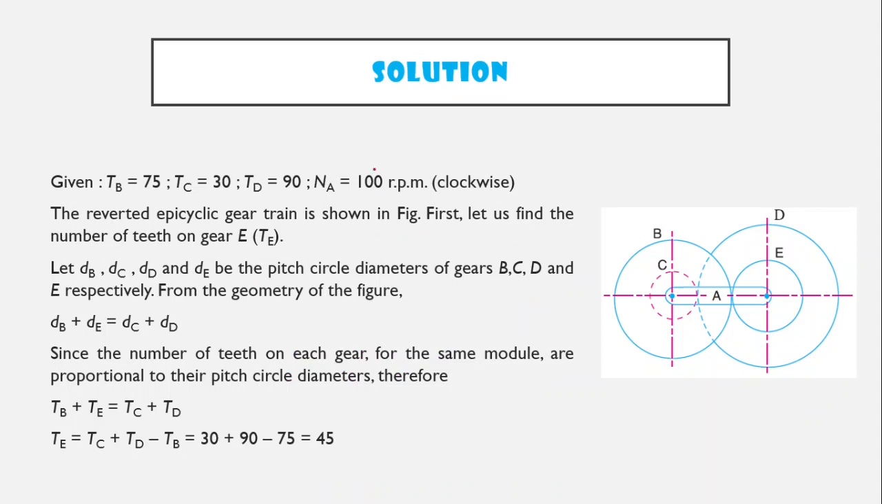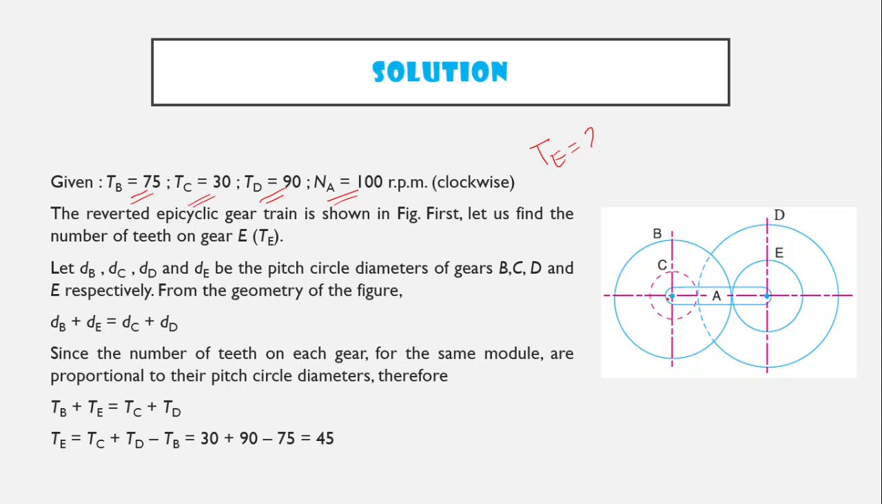Here is the solution. Here TB is equal to 75, TC is equal to 30, TD is equal to 90 and NA is equal to 100 rpm clockwise, and we have to find the number of teeth on E, TE. The reverted epicyclic gear train is shown in the figure. Let us find the number of teeth on gear E. We can use this equation.